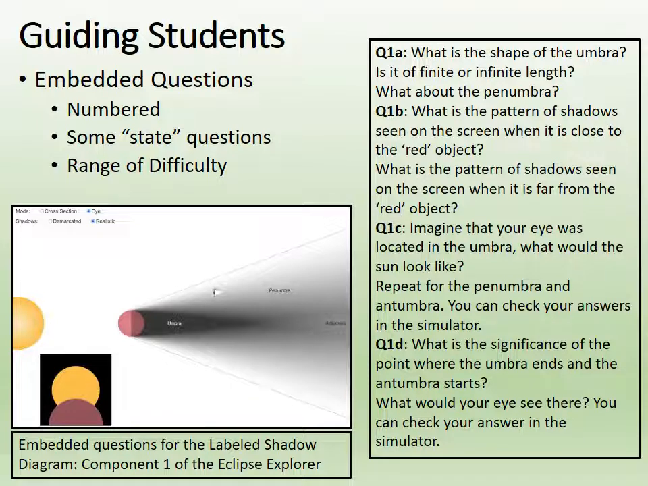The questions endeavor to span a range of difficulty. There are straightforward questions provided for students early in the learning process of the topic, promoting experimentation and interpretation of the simulation, while at the other extreme are questions based upon challenging skills requiring iteration that may be left for usage outside the classroom, or at least not on the first day of using the simulation. Here you can see the embedded questions for the labeled shadow diagram, the first component of the Eclipse Explorer.